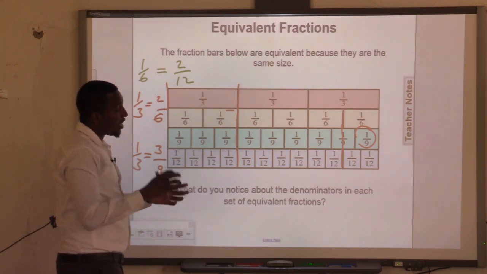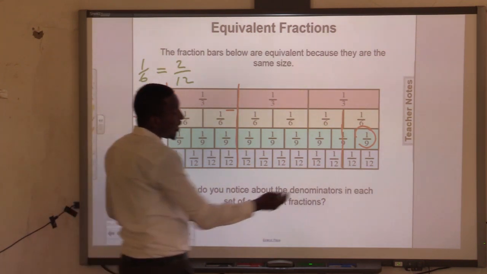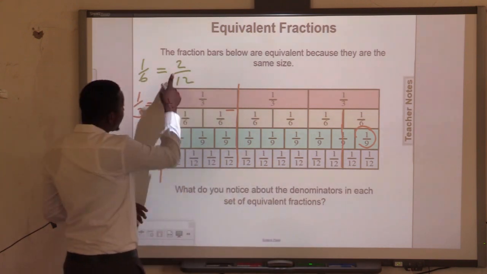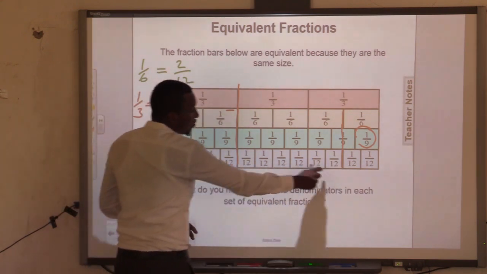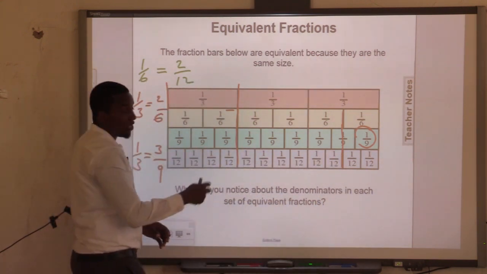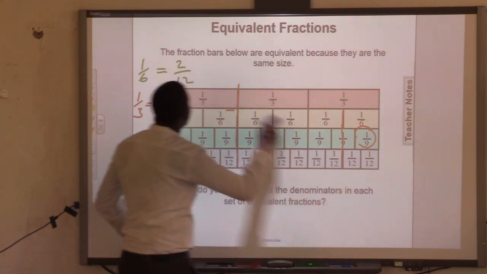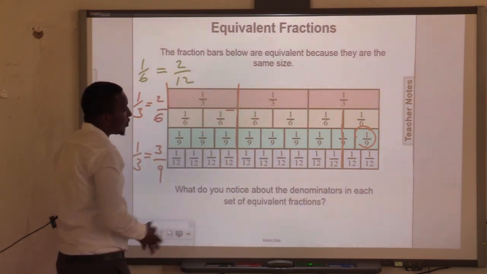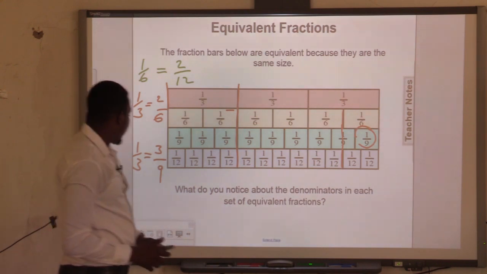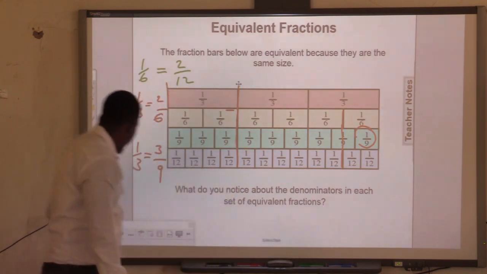And also, if you are finding the ones that are equivalent, you'll have to add. Like for instance here, we have two 12s. Although in the equal parts you have 1/12, 1/12, 1/12, if you add two 1/12s, it is going to give you 2/12. So you need to put that into consideration as well. So we move forward.